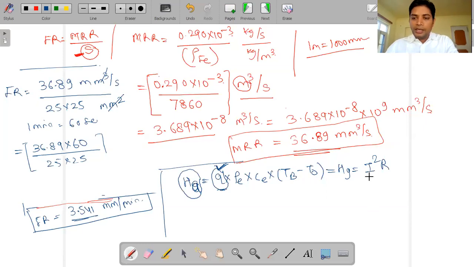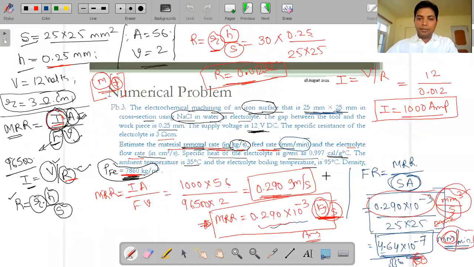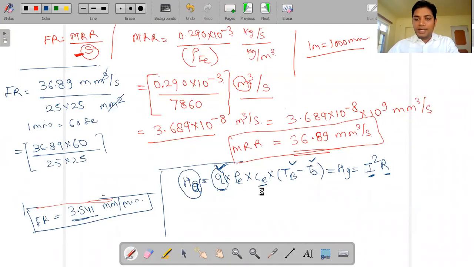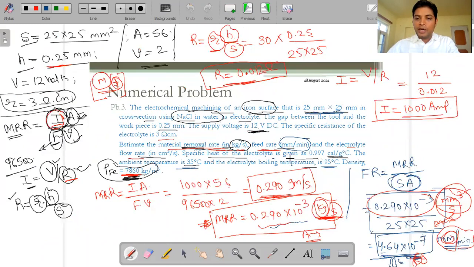First is I, the current. The current we have already calculated in the first part. R, the resistance, we also calculated in the first part. TB is the boiling temperature, and T0 is the atmospheric or ambient temperature. The boiling temperature is 95 and the ambient temperature is 35 degrees centigrade. Next is CE, the specific heat of the electrolyte, which is 0.997 calorie per gram per degree centigrade, also given. So CP is not an issue.